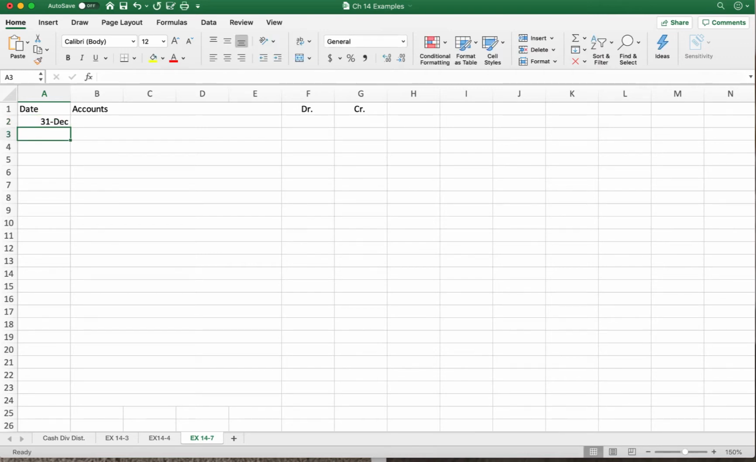Okay, so let's look at the first one. Number 1 says the declaration and payment of $50,000 cash dividends was recorded as a debit to interest expense, $50,000, and a credit to cash for $50,000. Okay, so for the sake of demonstration purposes, I'm going to book what they did. I'm going to make this bold, just so we could see what exactly they did.